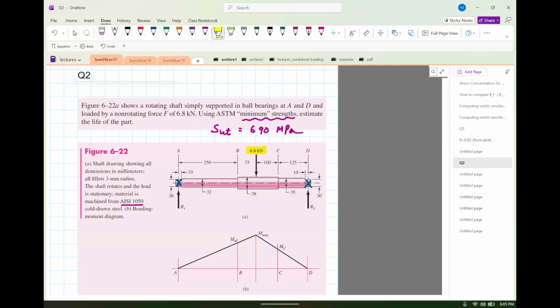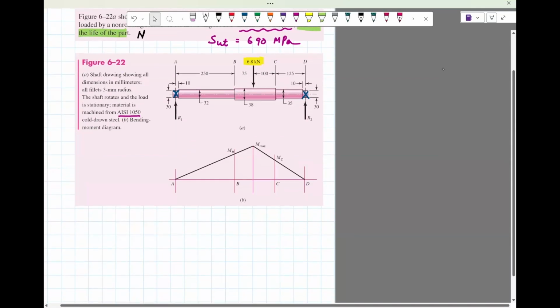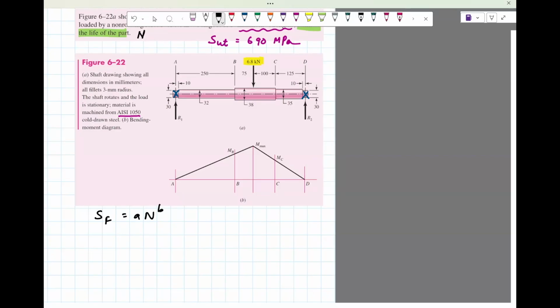So we want to estimate the life of the part, and the life of the part is given by n. This is hinting that you have to somehow use the formula SF equals A n raised to B. Now remember that this formula is only valid from 10 raised to 3 to 10 raised to 6. So after doing this problem, if you figure out that n is less than 1000 or greater than 1 million, then your calculations are incorrect and you'll have to find another way of computing n. This formula is only valid for this range. So be mindful of that when you solve any problem.